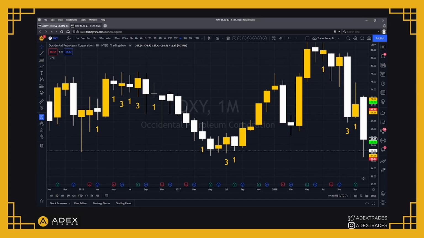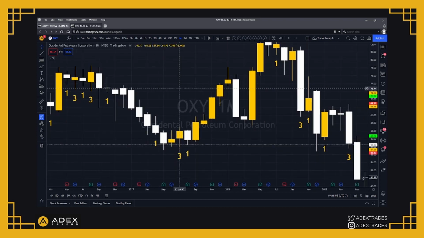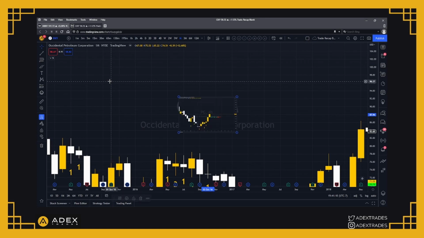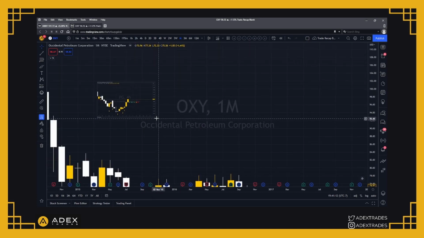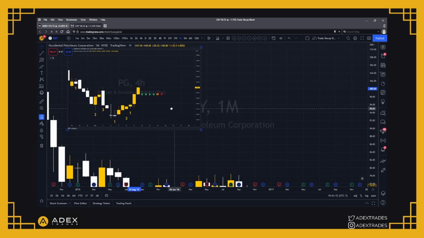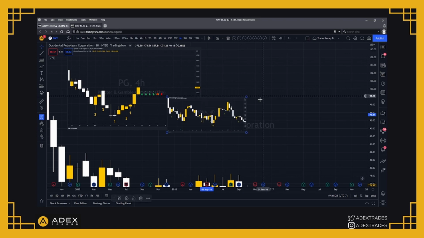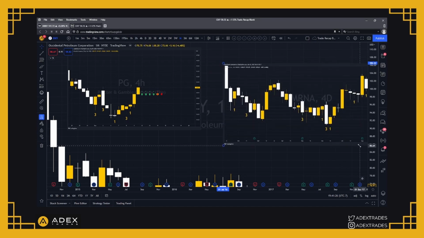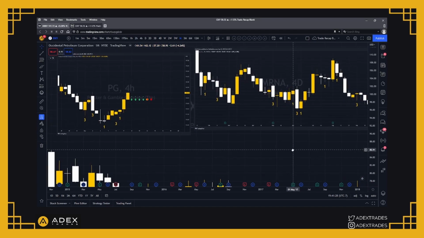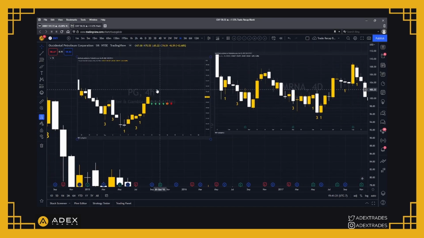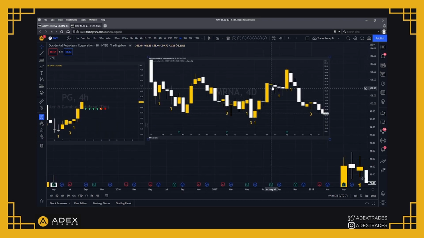Here's another. Oh, beautiful. I can show you this example. So the reason why I say price action anywhere is price action everywhere. Watch this. 3-1-2-2-2. PG, this is a 4-hour. 3-1-2-2-2. This is Moderna on the 4-day. 3-1-2-2-2. See another one.